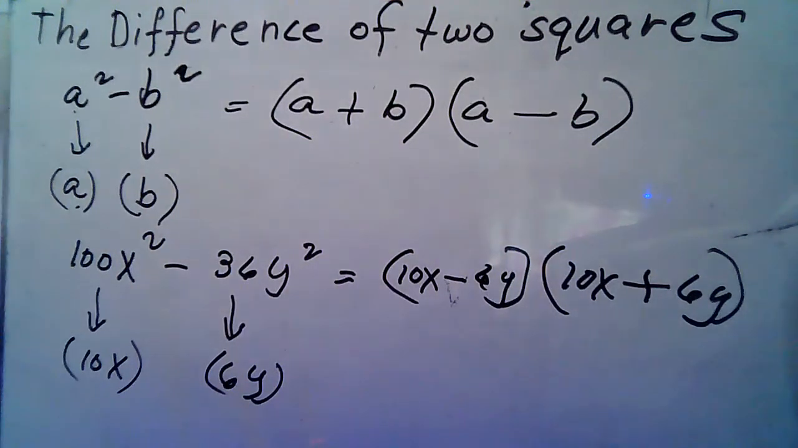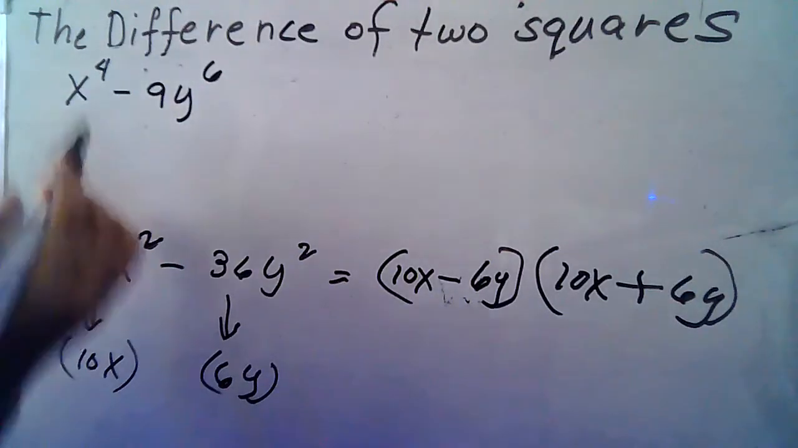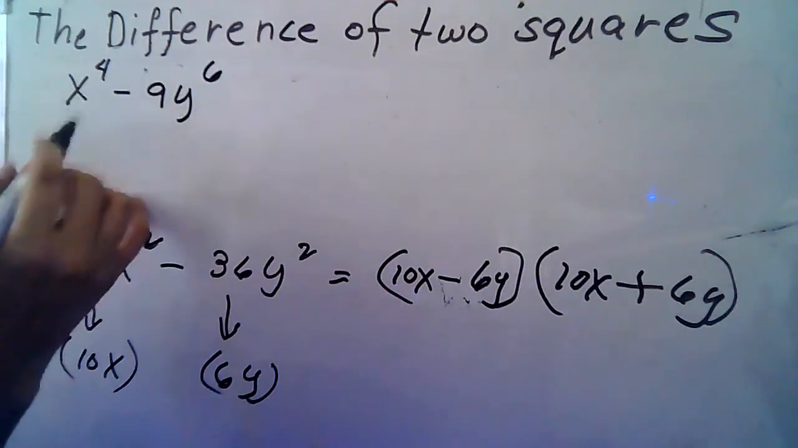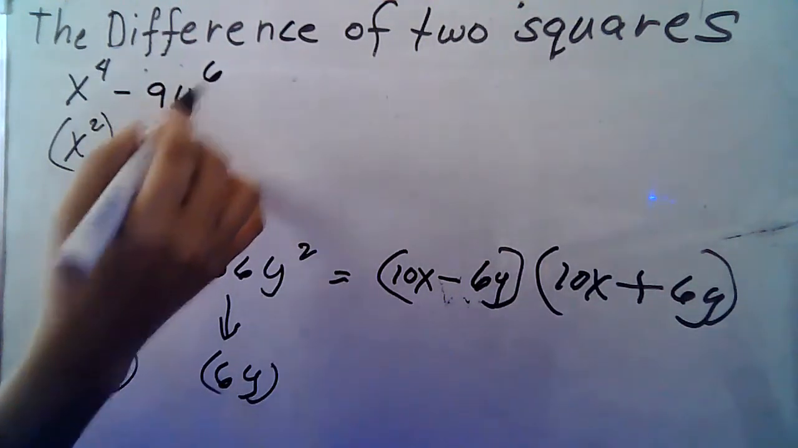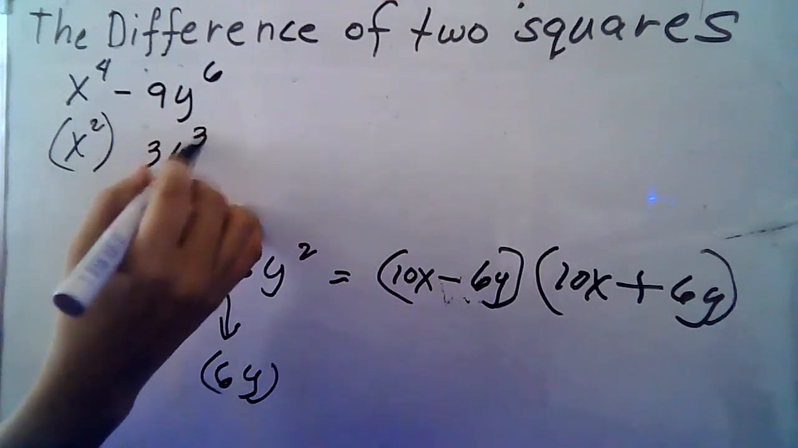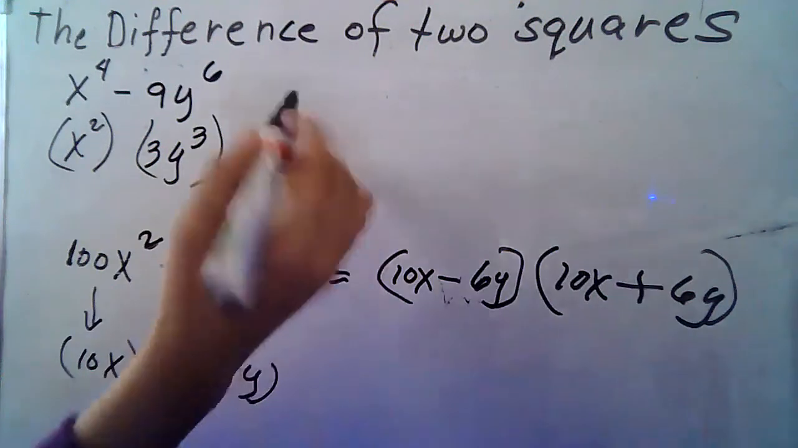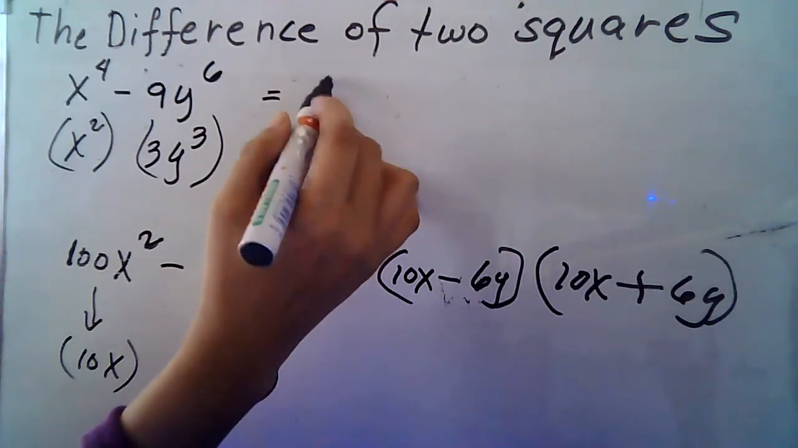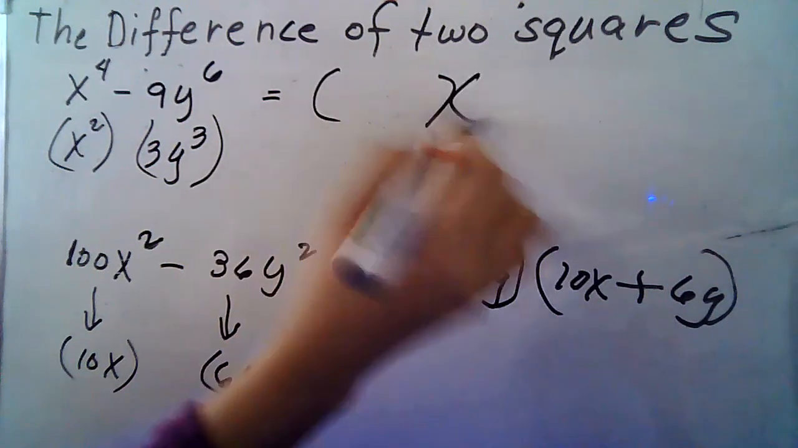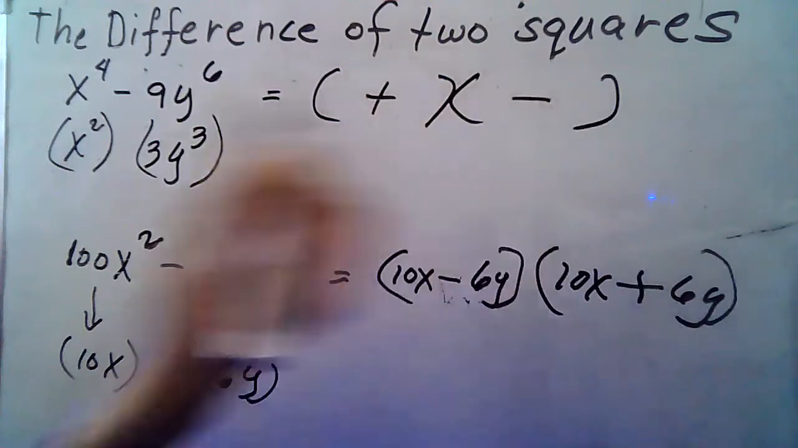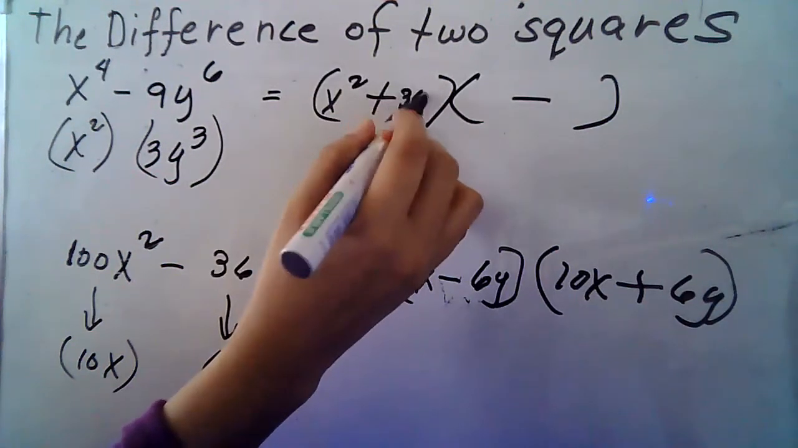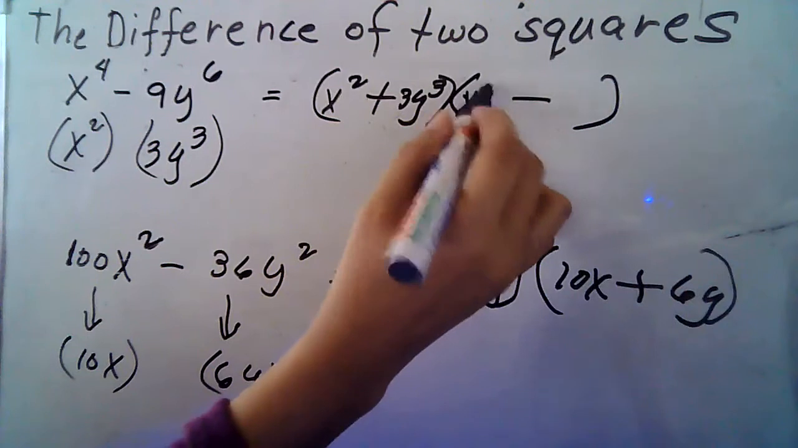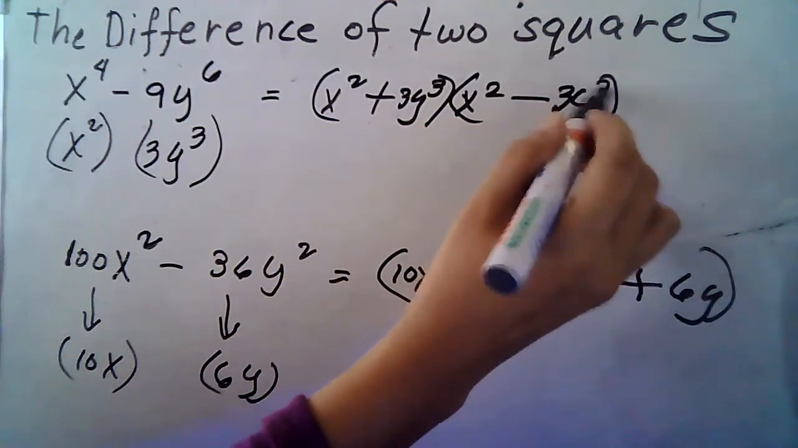Okay, so let's have another example. So first we need to get their square roots. The square root of x to the fourth power is x squared. And the square root of 9 is 3. y to the sixth power is y cubed. And to write their product, we need to write this as a product of the sum and difference of the square roots of the first term and the second term. So x squared and 3y cubed, x squared and 3y cubed.